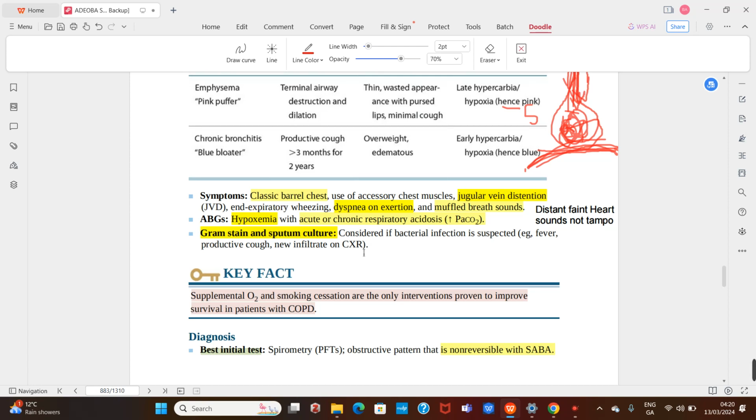You only give antibiotics when you notice some particular findings, which I'm going to show us. There's prolonged sputum production, increased sputum production, increased dyspnea. Once you have any two of those, you give your antibiotics without doing your gram stain and culture. It is a waste of time.